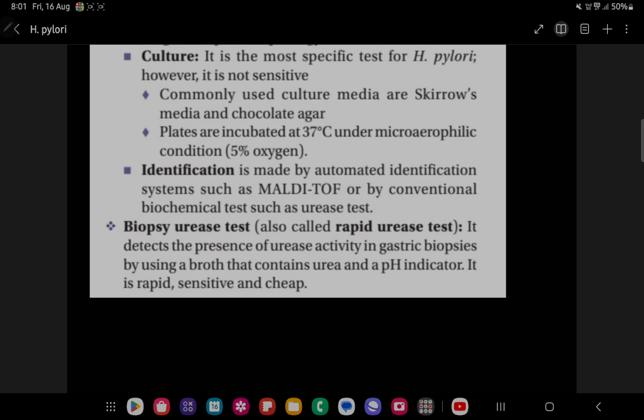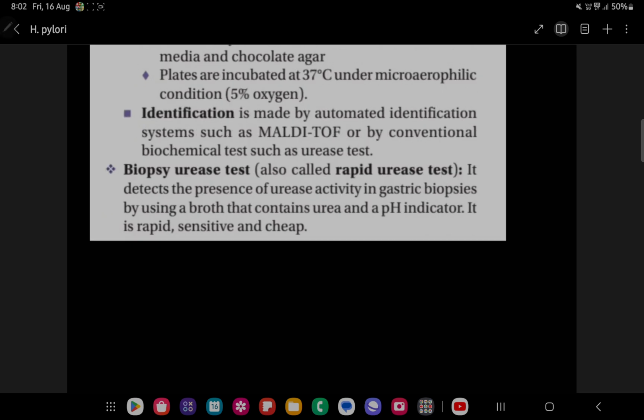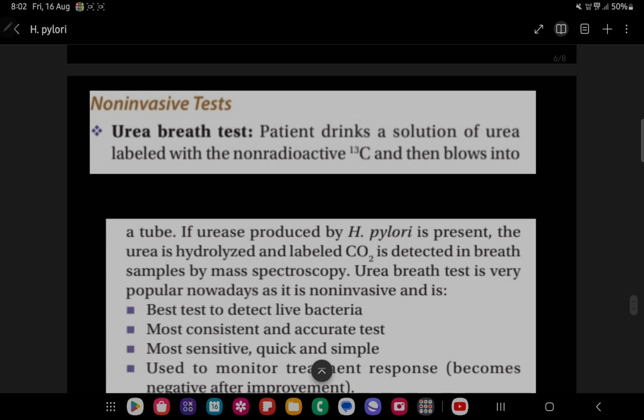Identification can be done by automated systems like MALDI-TOF or by conventional biochemical tests. Very important, remember it, the urease test. Then comes the biopsy urease test, and it detects the presence of urease activity in gastric biopsies by using a broth that contains urea and a pH indicator. It is rapid, sensitive and cheap. Now some of the non-invasive tests, let's see.